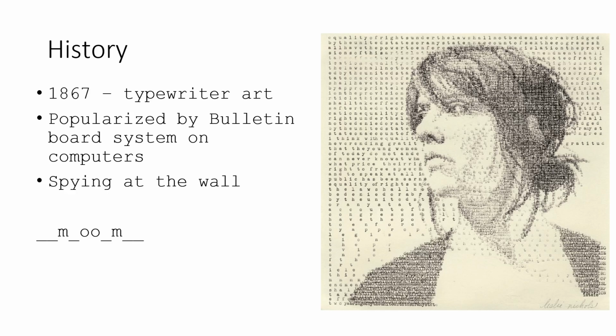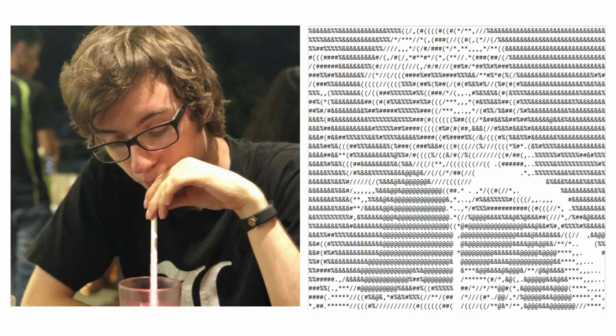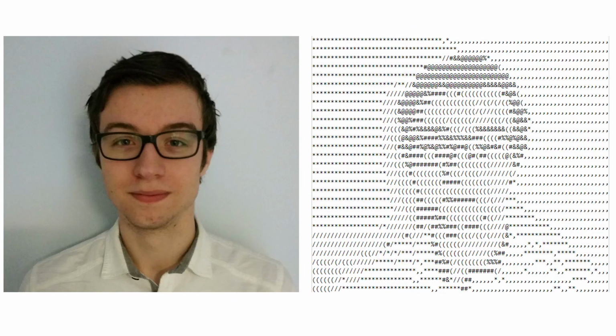While it used to be all handmade, these days it can also be generated with a program. For example, this is an image of me from a couple of years back that I put into a program and got ASCII art out of it. Here's another one, even older, but you can see how it also uses the shadows from the image to create different ASCII art.